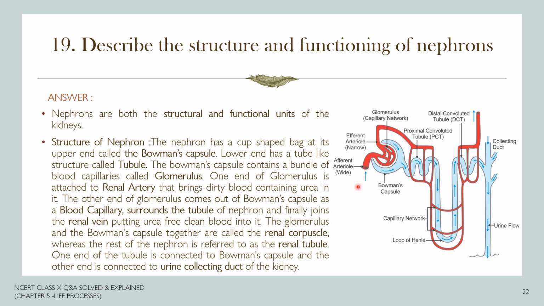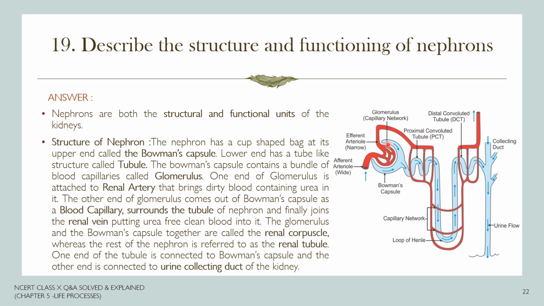One end of the glomerulus is attached to the renal artery, which brings dirty blood containing urea into the glomerulus, and the other end comes out of the Bowman's capsule as blood capillaries, and it surrounds the tubule of the nephron, and finally it joins the renal vein, where it delivers the urea-free blood.